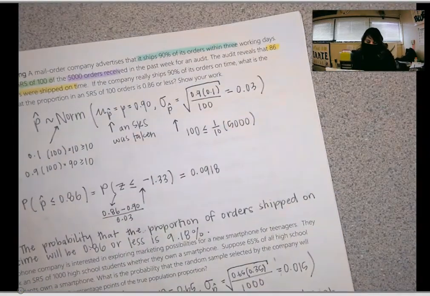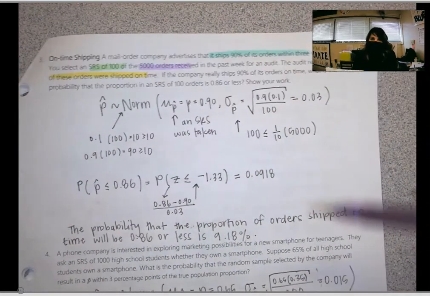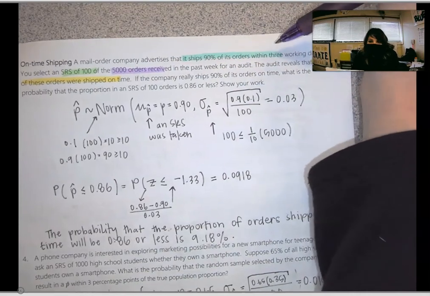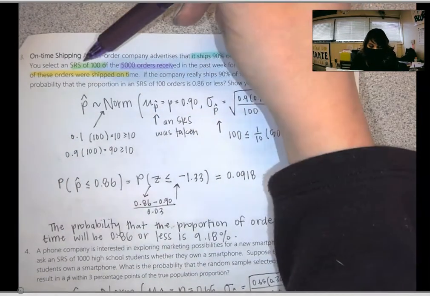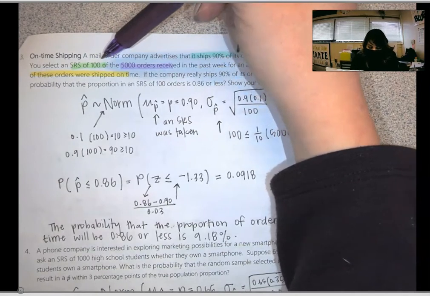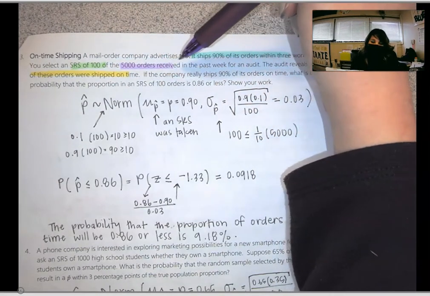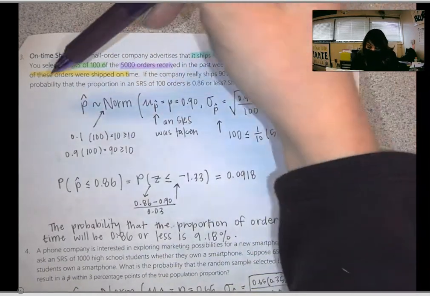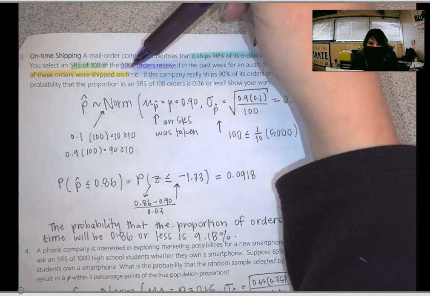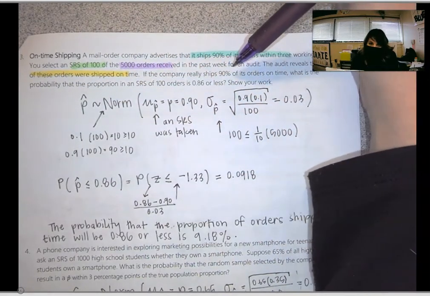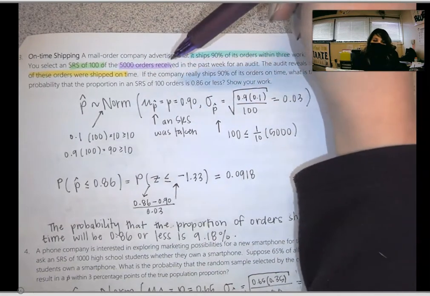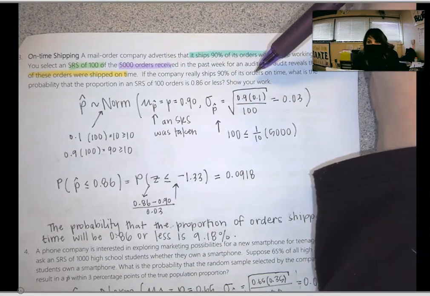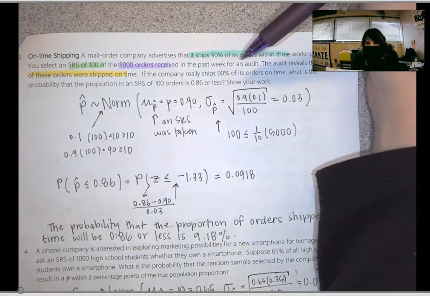Okay, next problem, on-time shipping. A mail order company advertises that it ships 90% of its orders within 3 working days. You take an SRS of 100 out of the 5,000 orders received in the past week. The audit reveals that 86% of the orders were shipped on time. If the company really ships at 90%, what is the probability that we would have gotten the sample that we got? And then show your work just means check your conditions.